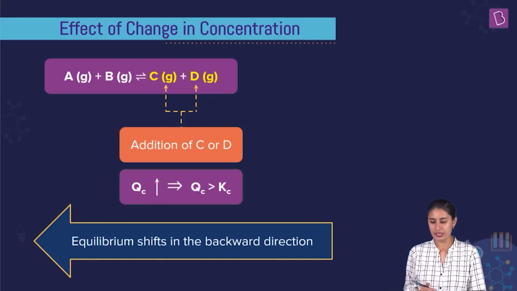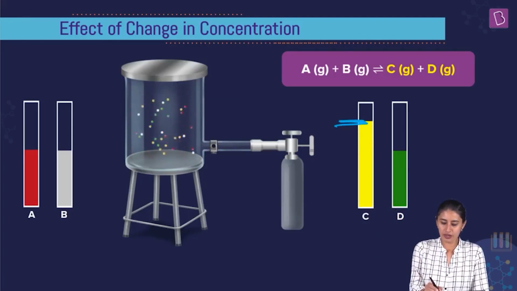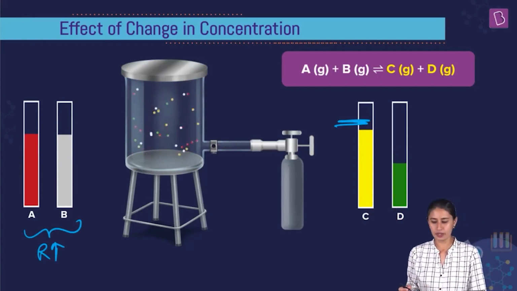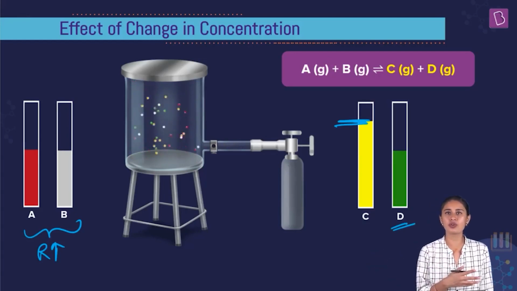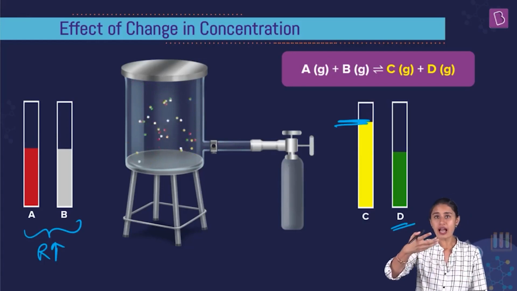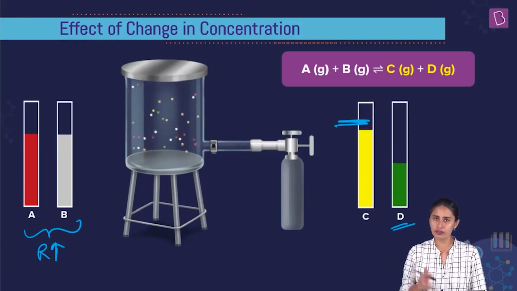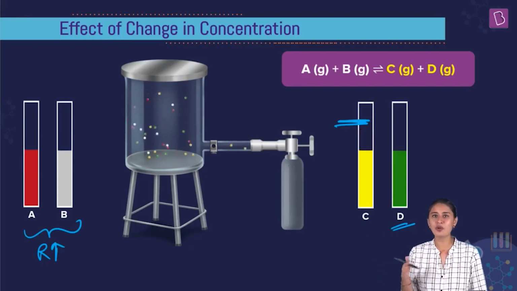Now, let's understand from the picturization. We are increasing now the concentration of C, and if that is happening, the reactants now are increasing. Simple. Similar scenario would be for D. We increase D, again the reaction goes backward. But if we actually remove C and D as and when they are formed, the reaction will keep going forward.